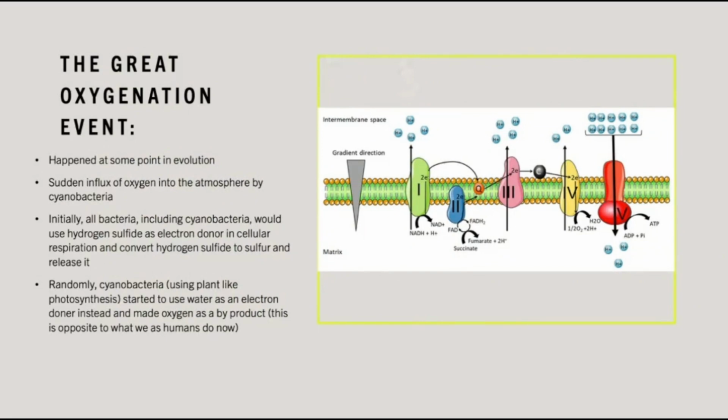All right, so now the great oxygenation event. So we mentioned that at some point, way back, there was no oxygen in the air. There was no oxygen in the atmosphere. But then suddenly, oxygen came into the atmosphere. And we said that that happened because of the cyanobacteria. But initially, cyanobacteria would use hydrogen sulfide.